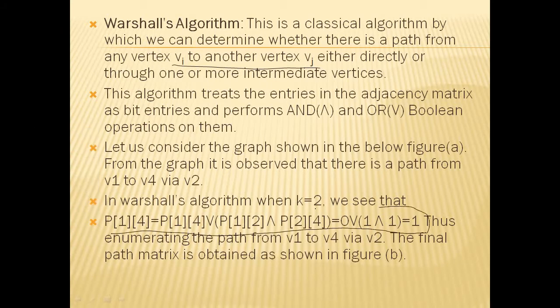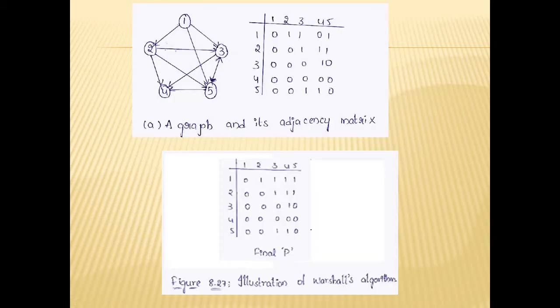Here I am finding the path from vertex 1 to vertex 4. So we'll take P of 1 4 equals P of 1 4 or P of 1 2 and P of 2 4. Where will we get P of 1 4, P of 1 2, P of 2 4? With the help of the adjacency matrix. Assume here we have one graph and this is an adjacency matrix.